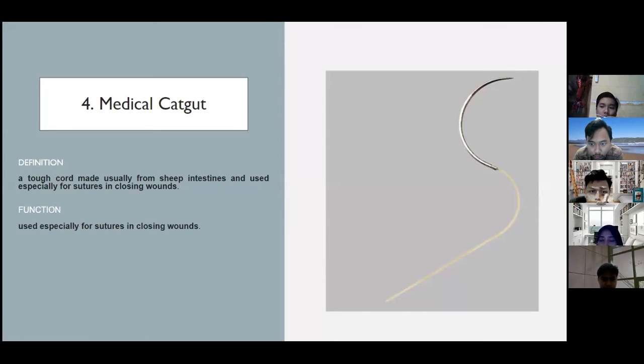Number 4 is medical catgut. Definition: medical catgut is a tube cord made usually from sheep intestines and used especially for sutures in closing wounds. And the function is used especially for sutures in closing wounds.